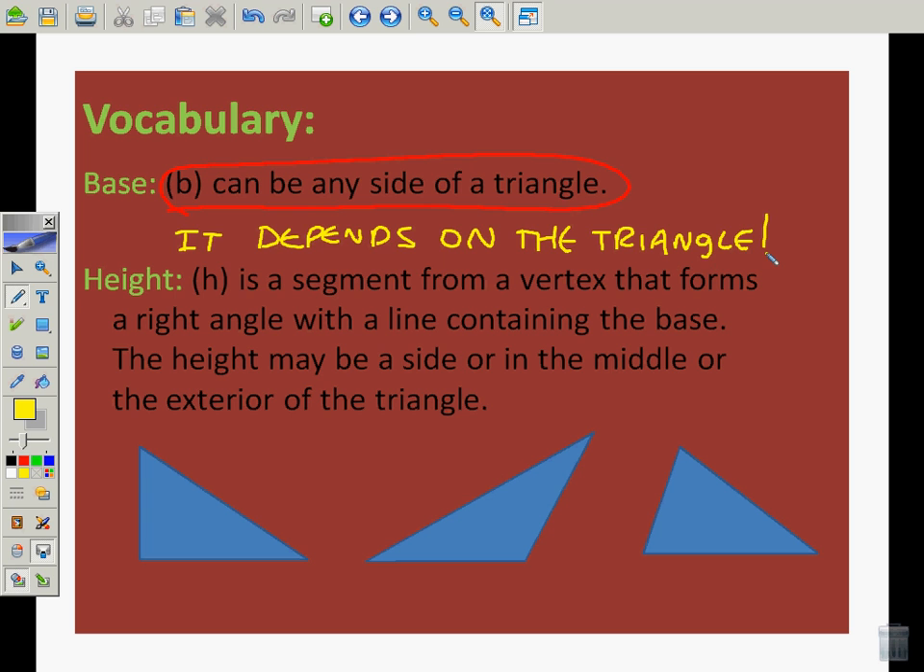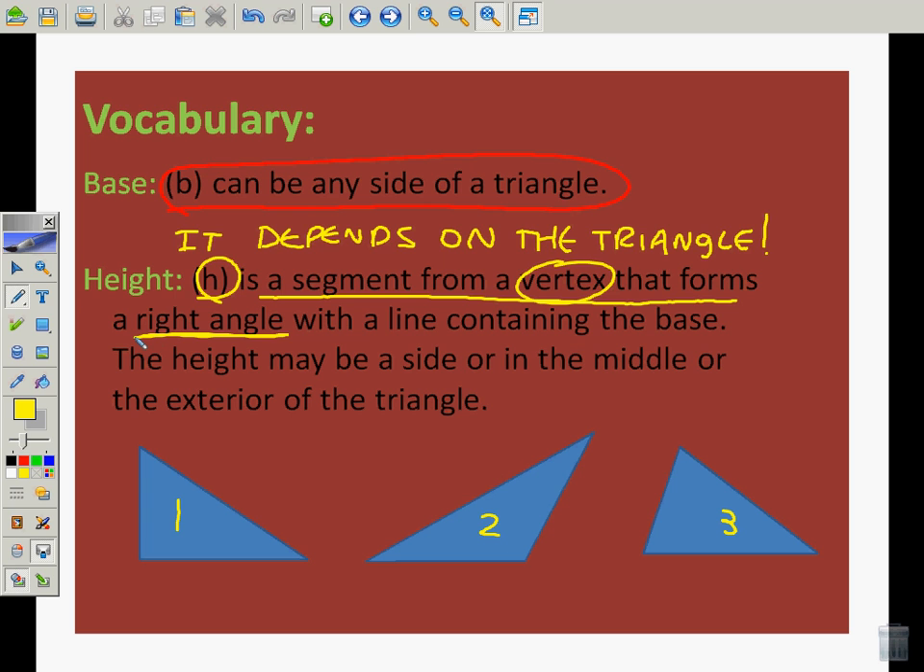Because as you see below here, we have 3 triangles. And those 3 triangles have very different configurations. But watch what I'm going to do. Down here, at the bottom, we have 3 separate triangles. It depends on how you draw the height. Because the height, H, is a segment from a vertex, meaning a corner, that forms a right angle with a line contained in the base.